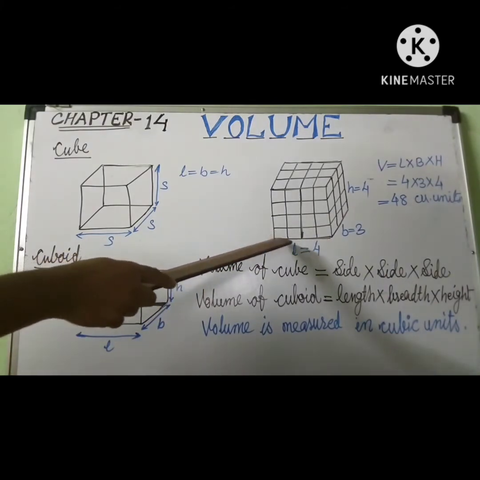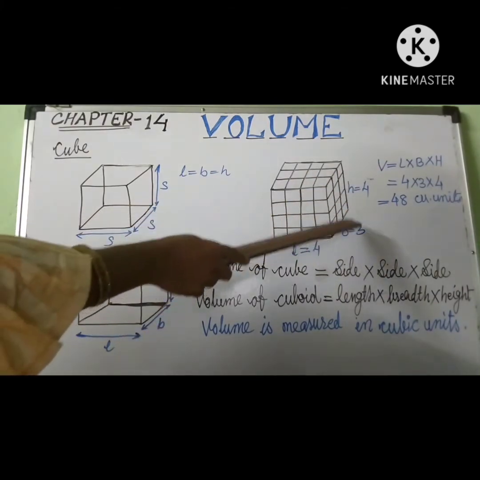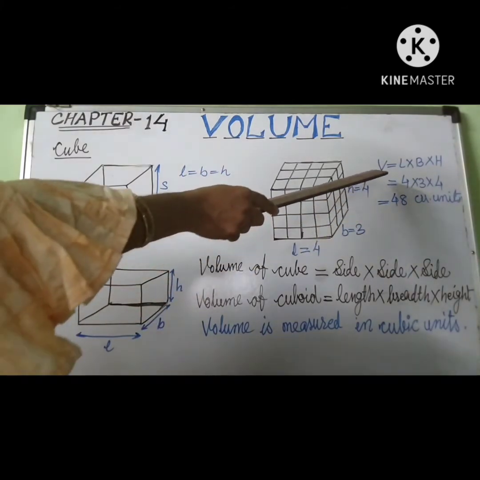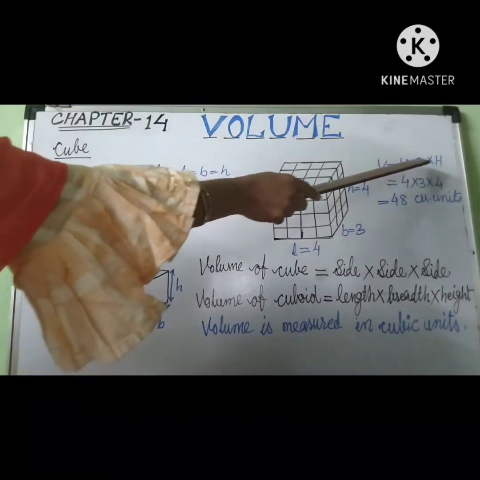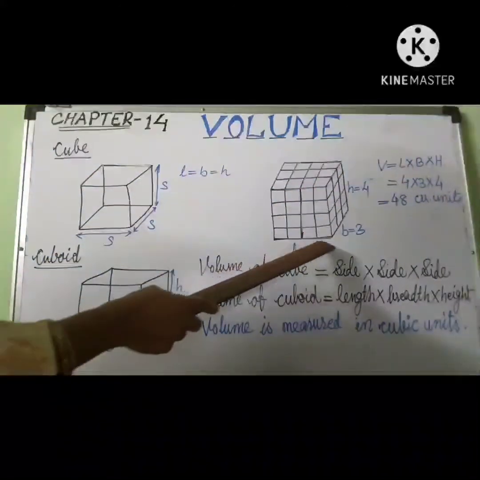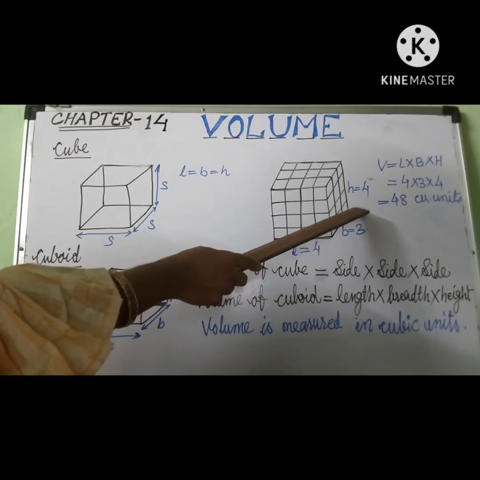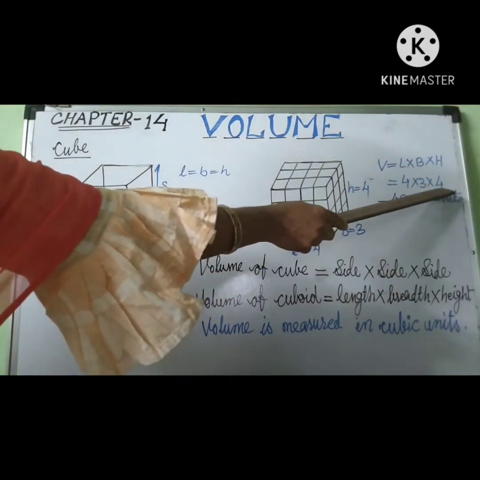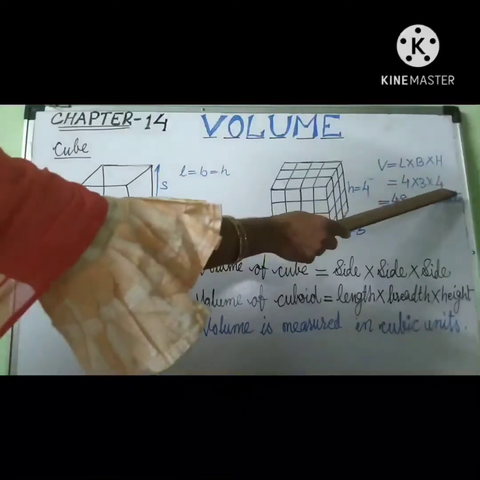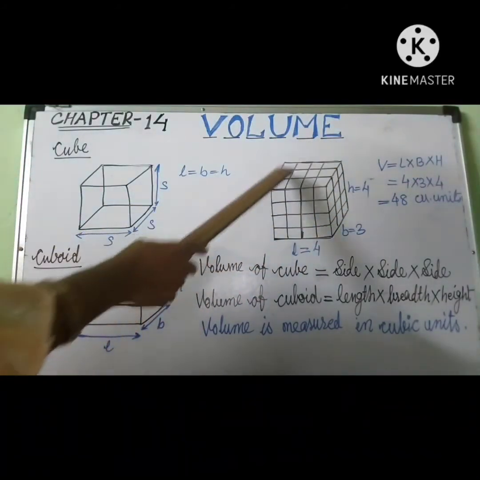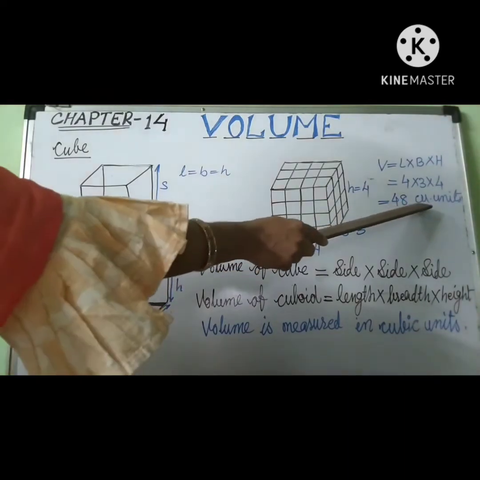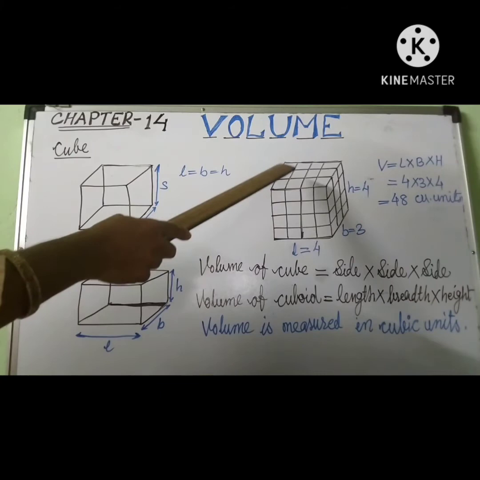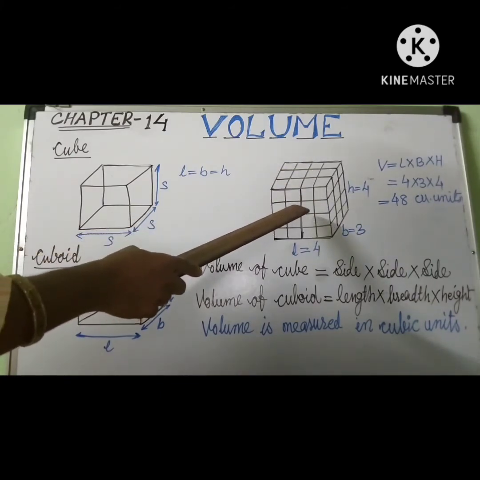So how to find the volume? We know that this is cuboid because length, breadth and height are different here. So we will apply the formula of volume of cuboid. So length into breadth into height. So length is 4 cubic unit, breadth is 3 cubic unit and height is 4 cubic units. So we can write 4 into 3 into 4. 4 3s are 12, 12 4s are 48. So the volume of this figure is 48 cubic units. So this way we can find volume if the figure is given in cubic units.